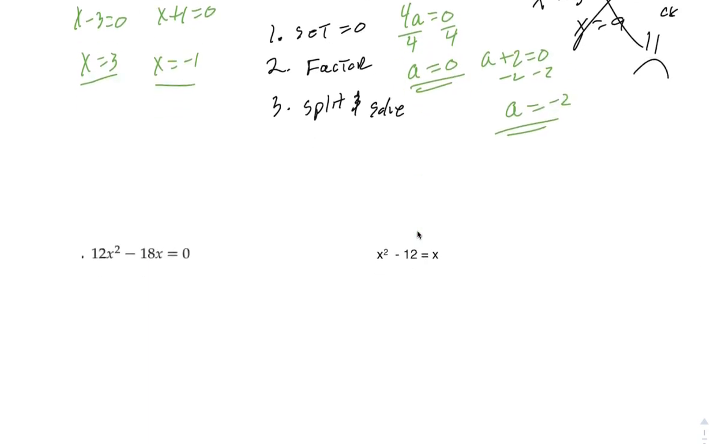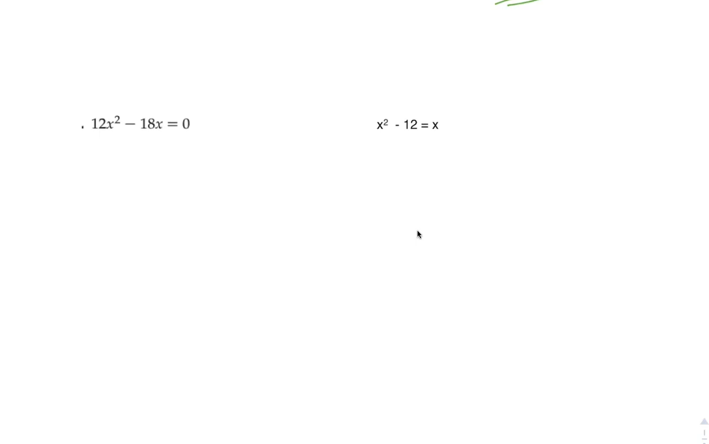Let's get to slightly more difficult ones. So the one over here. Step 1, set equal to 0. 2, factor. 3, split and solve. It's already set equal to 0, but it is not factored. Now you want to notice here, there are only two terms. So what I'm going to try to do is factor out a monomial, what they have in common. They both have a 6x in common. Dividing by 6x, I get 2x minus 3 equals 0.